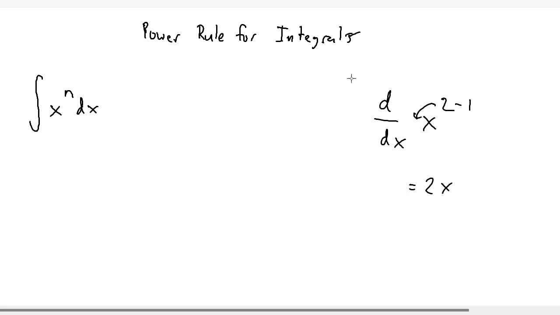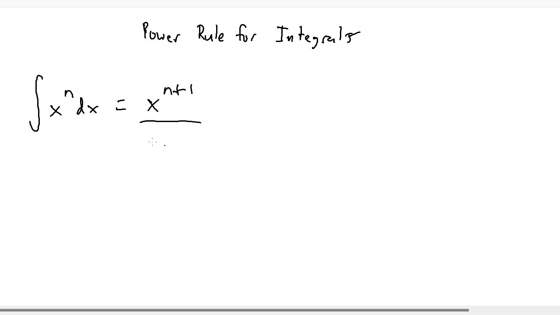However, when you do integrals and you want to use the power rule in integrals, you do the exact opposite. So instead of multiplying and subtracting, you will instead add and divide. So the formula will be x to the n plus 1 over n plus 1. So add 1 to the power and divide by the same power.